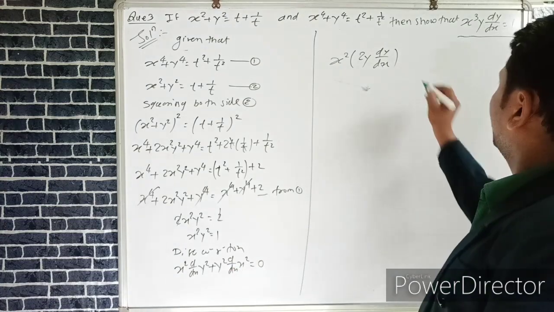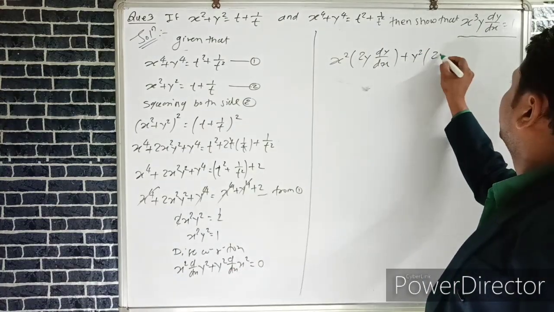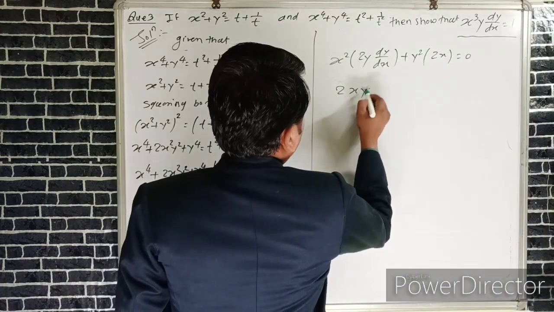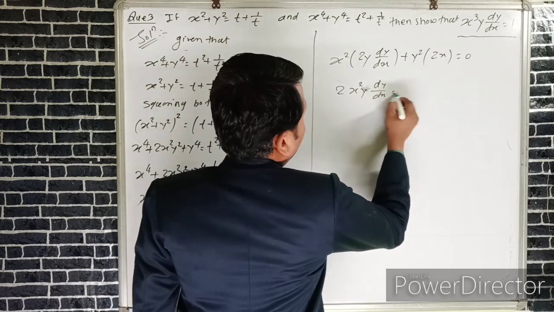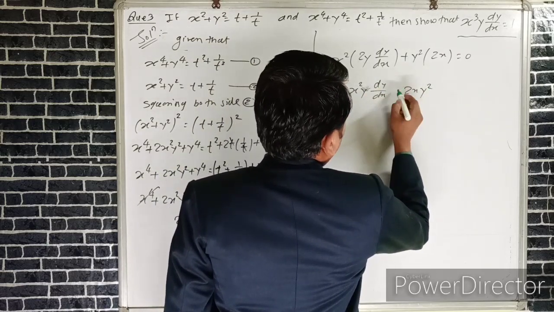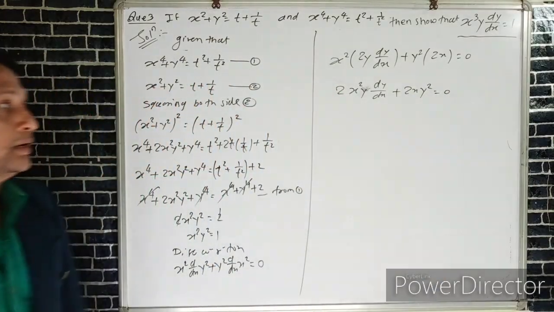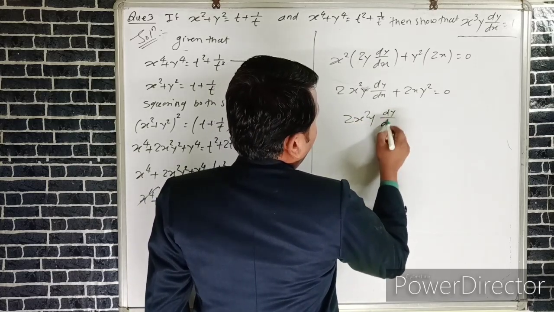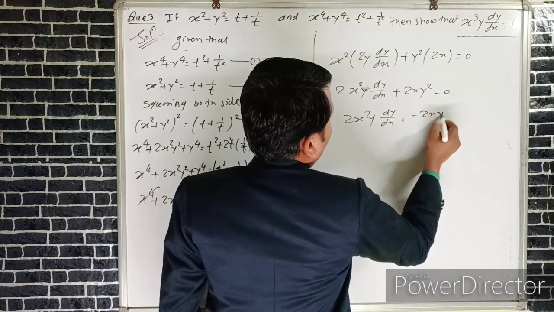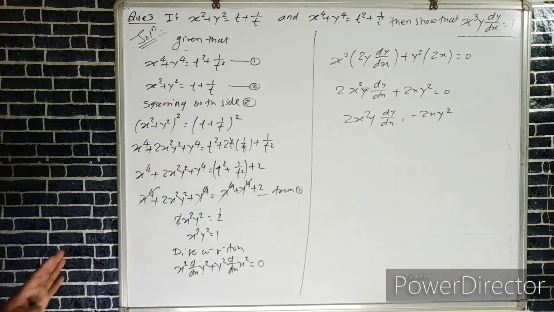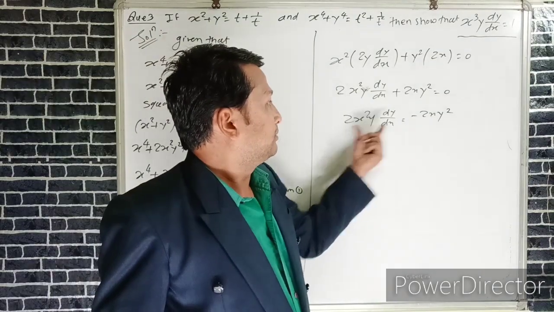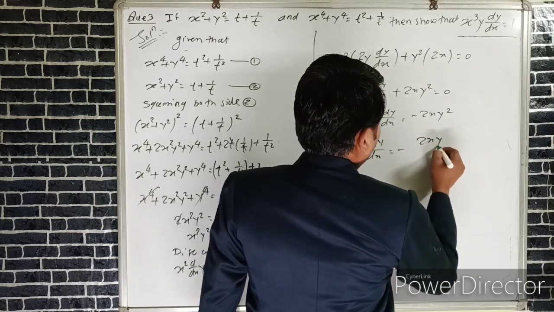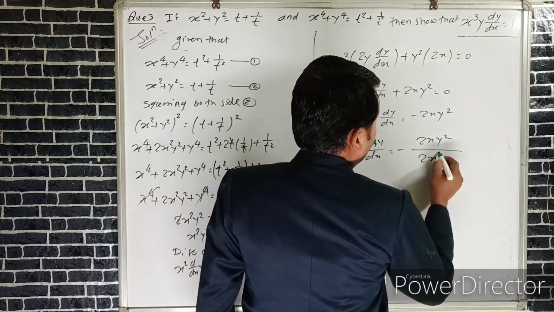Again plus y square as it is, derivative of x square is 2x equals 0. Here we can write 2x square y into dy by dx equals 2xy square plus 2xy square equals 0. If we shift this 2xy square to the right side, we can write 2x square y into dy by dx equals minus 2xy square. Now if we shift this whole term to the left side, we can write dy upon dx equals minus 2xy square upon 2x square y.